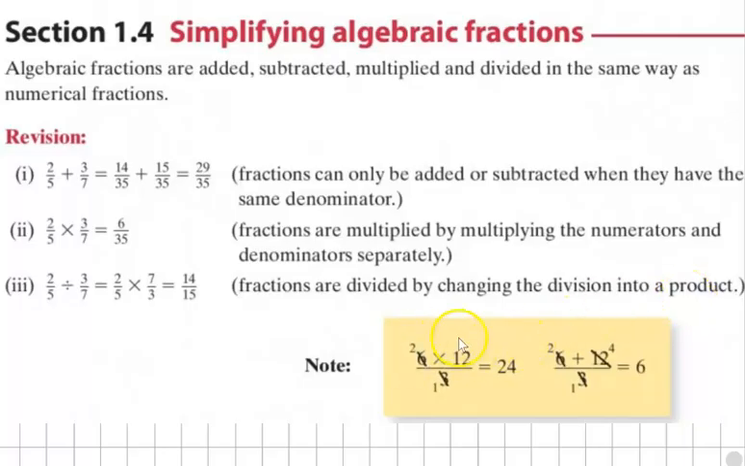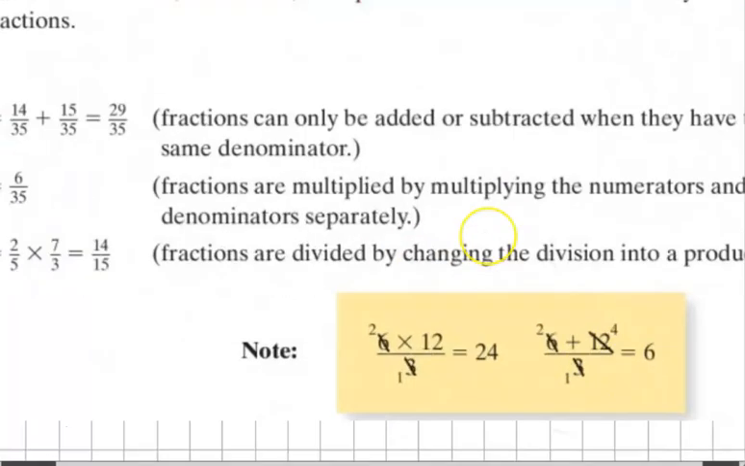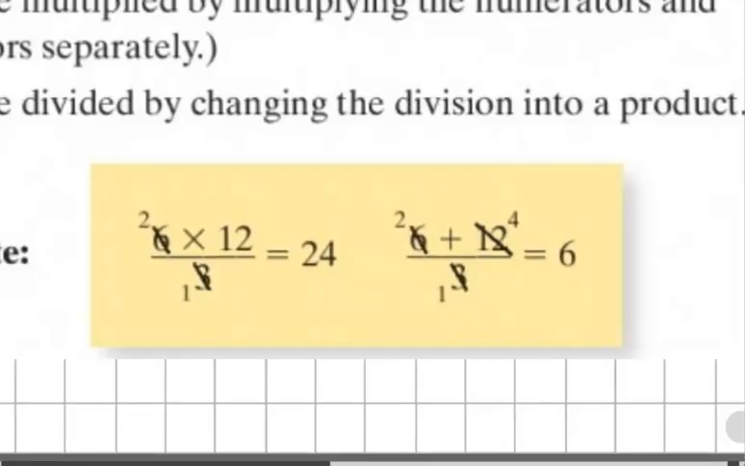Note that if we have 6 multiplied by 12 divided by 3, that's going to equal 24. And if we have 6 plus 12 divided by 3, that's going to equal 6. Notice how we are cancelling. So 6 multiplied by 12 can be seen as one term. So we are dividing 3 into the top, so into the 6. So 6 divided by 3 is 2. And we're dividing 3 into the bottom. 3 divided by 3 is 1.